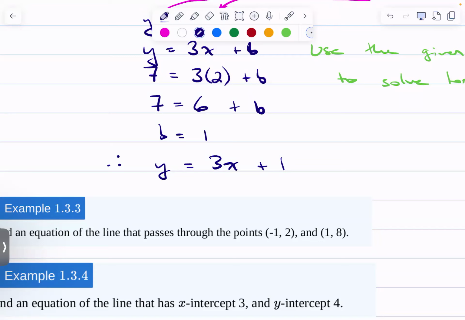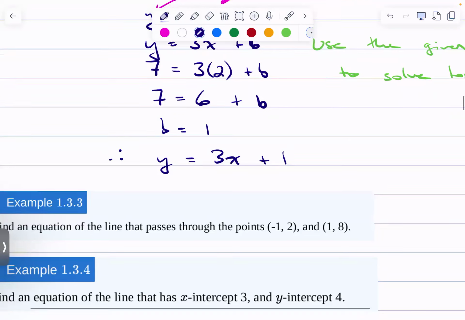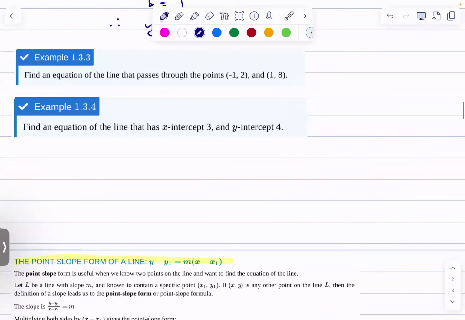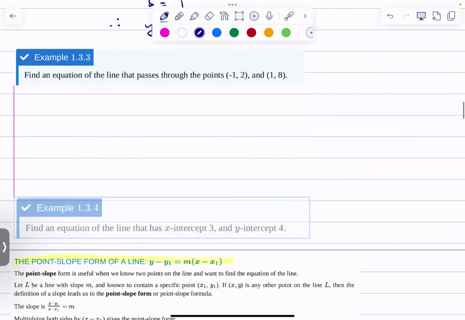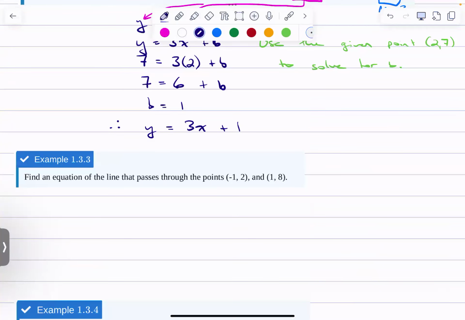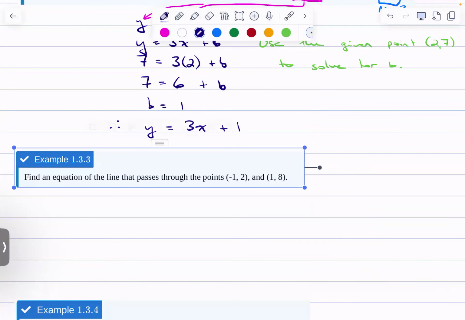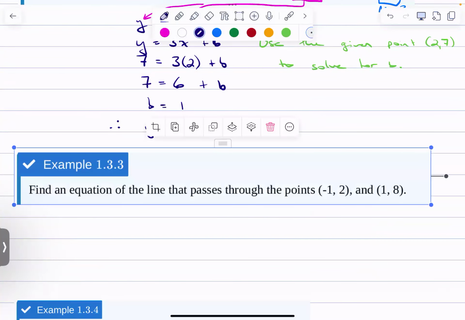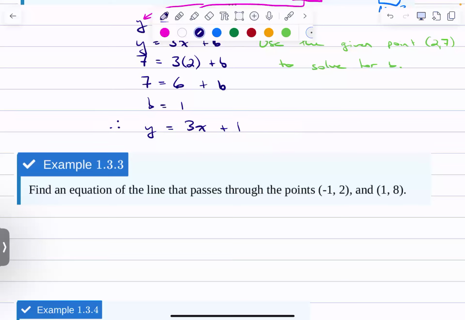So that one was trickier, but not too tricky. All right, once you learn those tricks. Let's try another one. Again, we're going to find an equation of a line that passes through the points -1, 2, and 1, 8.